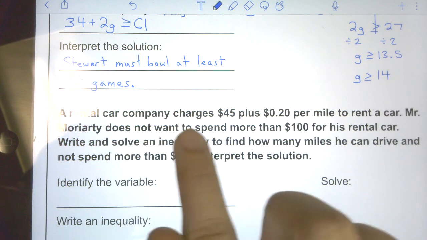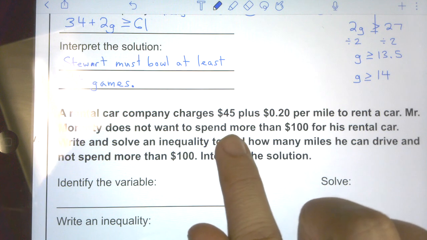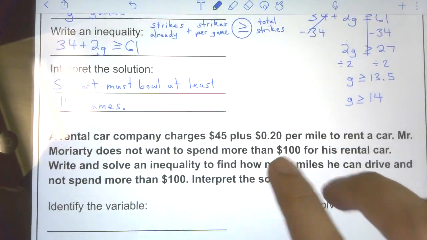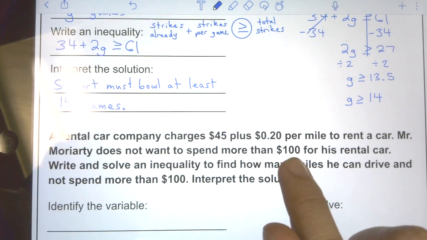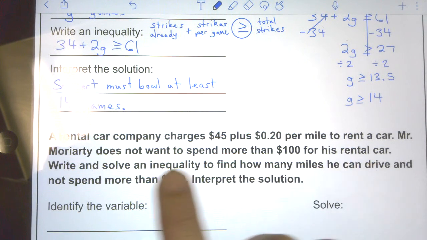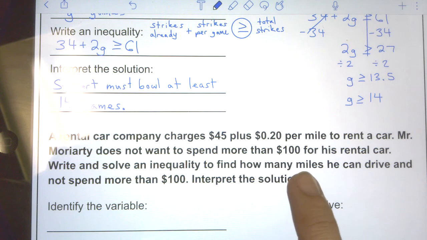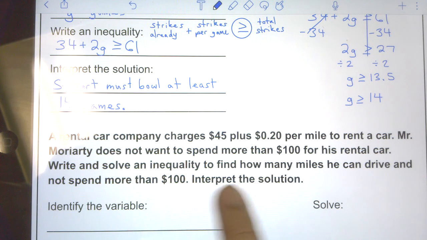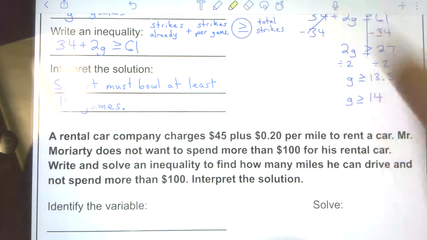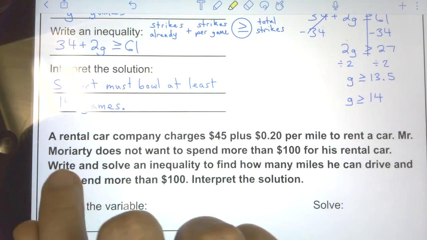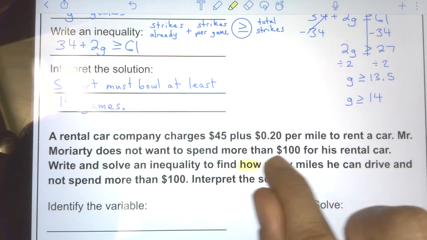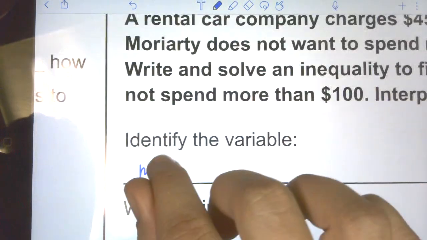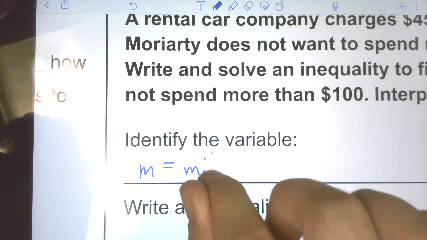So it says a rental car company charges $45 plus 20 cents per mile to rent a car. Mr. Moriarty does not want to spend more than $100 for his rental car. Write and solve an inequality to find how many miles he can drive and not spend more than $100. Interpret the solution. It says write and solve to find how many miles. So I'm going to go ahead and identify my variable as miles.